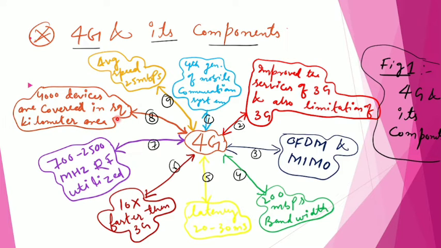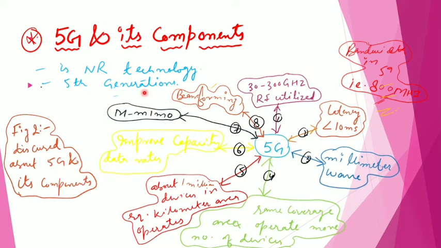And if we talk about 5G, that covers 1 million devices in the same square kilometer area, in comparison with 4G. And the average speed of 4G is 25 megabits per second, due to the OFDM and MIMO techniques. So this is all about 4G, and let's move to the next slide, that is 5G and its components.